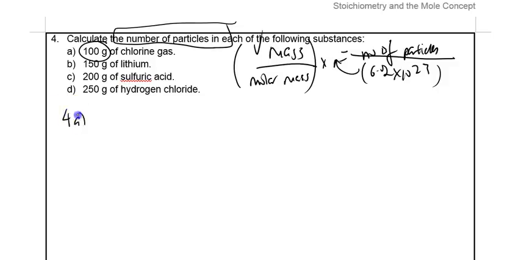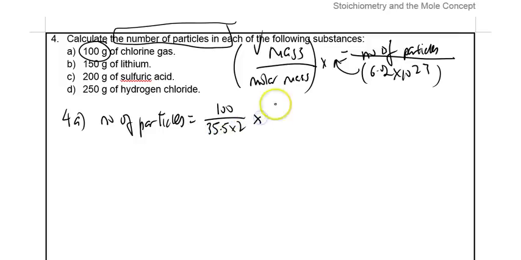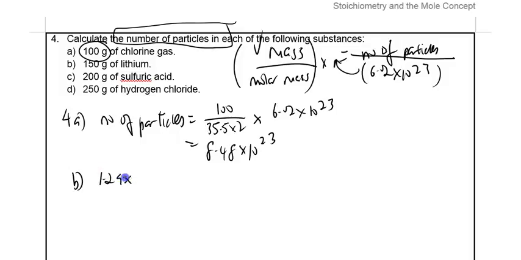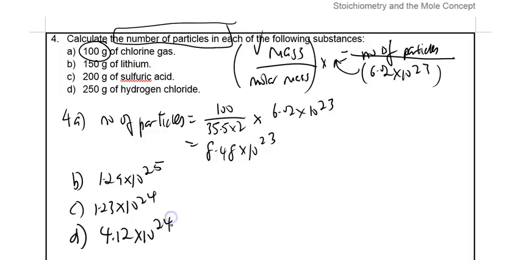So let's do 4a together. You have 100 grams of chlorine gas. Number of particles of chlorine would simply be mass divided by molar mass, which is 35.5 times 2, multiplied by Avogadro's constant. And you will have the value 8.48 times 10 to the power 23. If you do likewise for 4b to d, you should have 1.29 times 10 to the power 25 for b, 1.23 times 10 to the power 24 for c, and 4.12 times 10 to the power 24 for part d.